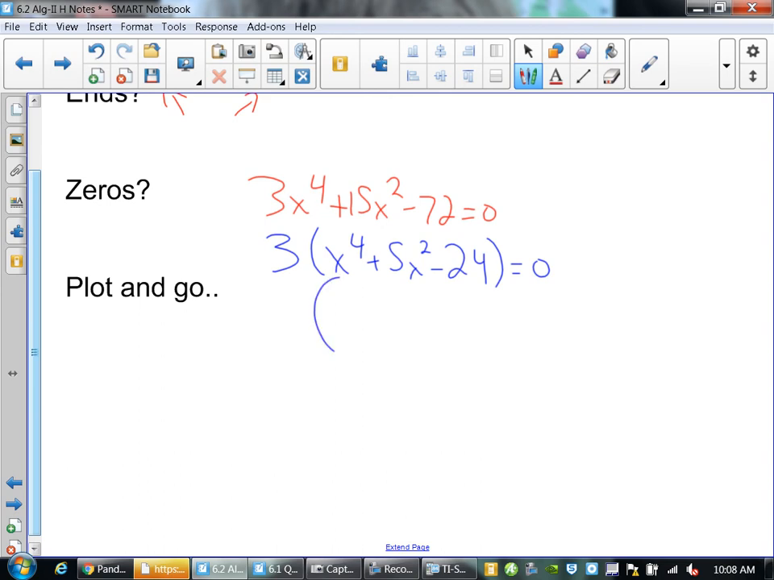So you could do x squared plus 8, and then x squared minus 3. Because if you FOIL that out, you get x to the fourth, 8x squared minus 3x squared minus 24. Okay. Do I have two factors that equal 0? Which one of those is going to give me imaginary? Which one is giving me a real? The 8 is imaginary. The 3 will be real.